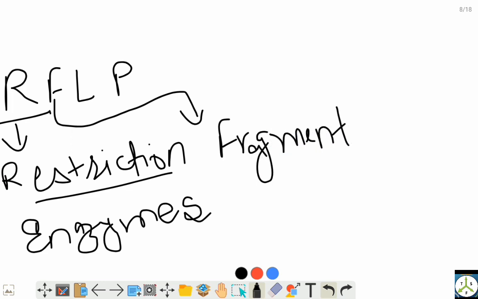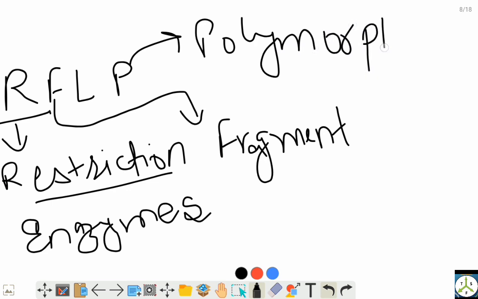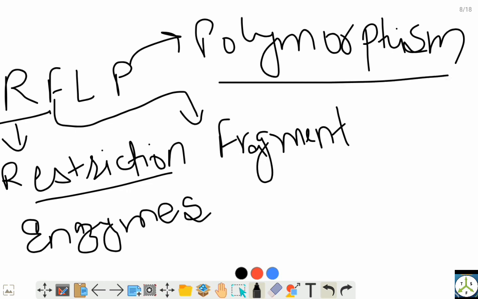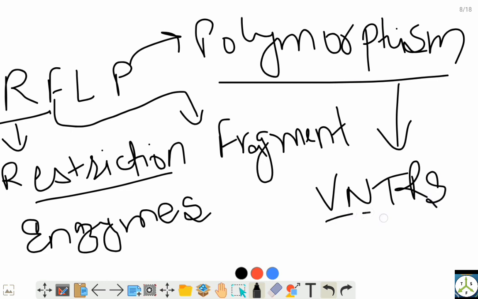Then length polymorphism. Length polymorphism means that we cut the strand of DNA into different fragments that will show polymorphism. Poly means many, morphism means form. Polymorphism means different forms of the DNA, different forms of the VNTR sequence which vary from individual to individual. Those regions are known as VNTRs, the variable number of tandem repeats.